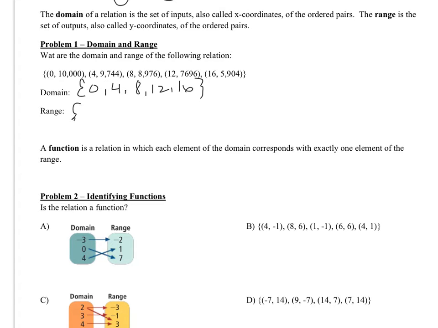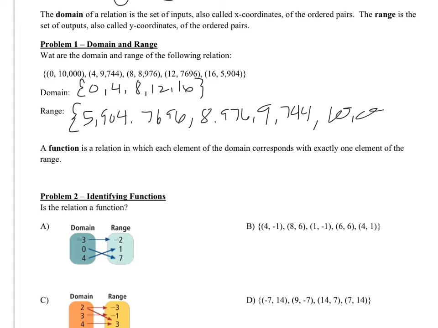My range, same type of thing here. My smallest number first, so I'm actually going to put my 5,904, 7,696, 8,976, 9,744, and 10,000. That would be my range. Those are all my numbers for my y value.